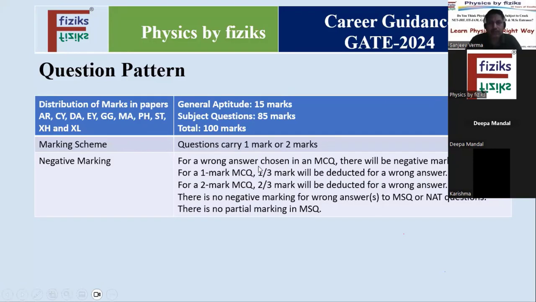For a wrong answer chosen in an MCQ, there will be negative marking. For a 1 mark question, 1/3 mark will be deducted for a wrong answer. For a 2 mark question, 2/3 mark will be deducted for a wrong answer. There is no negative marking for wrong answers to MSQ or numerical answer type questions. There is no partial marking in MSQ as well.